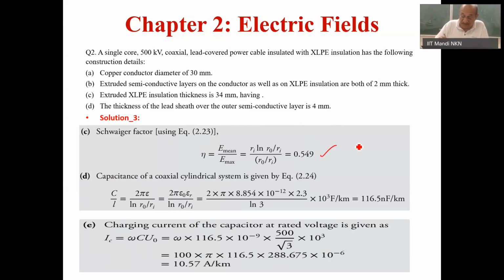Let me work it out. No. Let me work it out. Is U naught divided by R? Yeah, I got it. Ro minus Ri. That is D, isn't it? So this should be Ro minus Ri, not Ro by Ri. So that gave me the doubt.